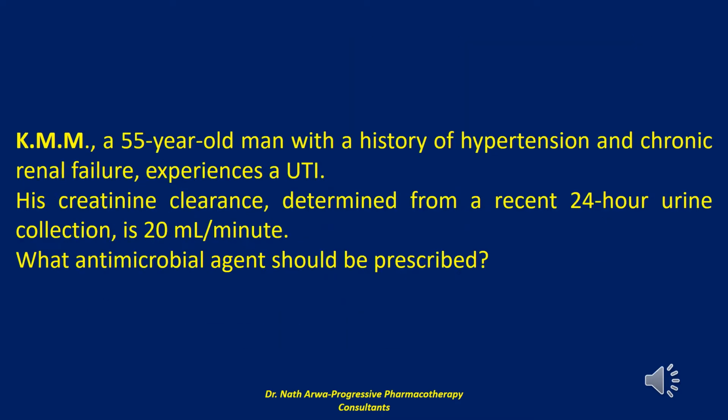The next question reads, KMM, a 55-year-old man with a history of hypertension and chronic renal failure, experiences a urinary tract infection. His creatinine clearance, determined from a recent 24-hour urine collection, is 20 ml per minute. What antimicrobial agent should be prescribed? The major problem in treating urinary tract infection in patients with renal failure is how to achieve adequate urine concentrations of the drug without causing systemic toxicity.